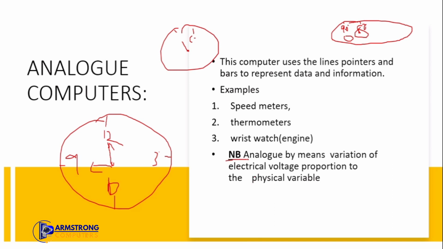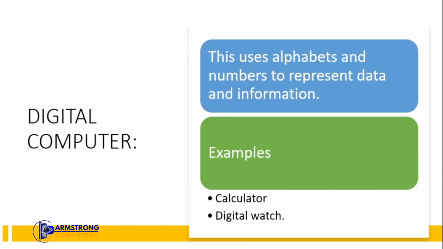Now let's talk about something here. What analog means is variation of electrical voltage in proportion to a physical variable. This means that the wall clock itself is an electronic valve, but it works with a physical component before it can function. For instance, the thermometer also works with the physical body before it can function. So that's what analog means: variation of electrical voltage in proportion to a physical variable.